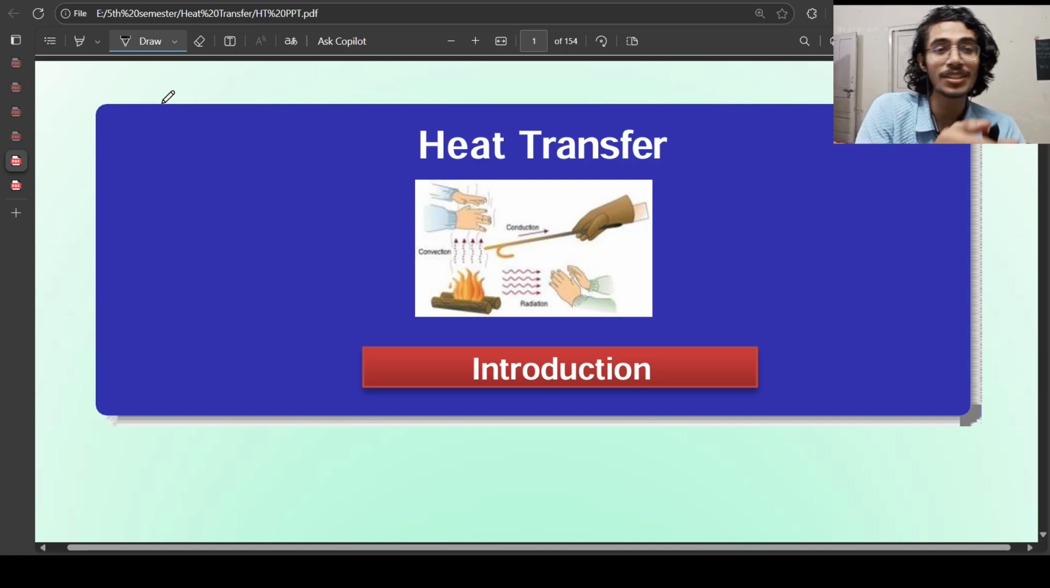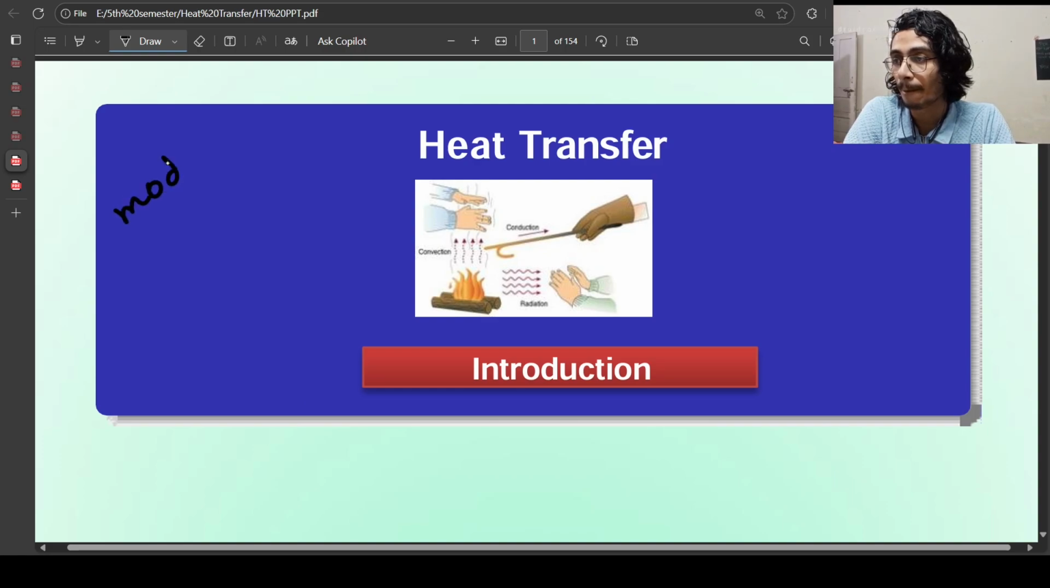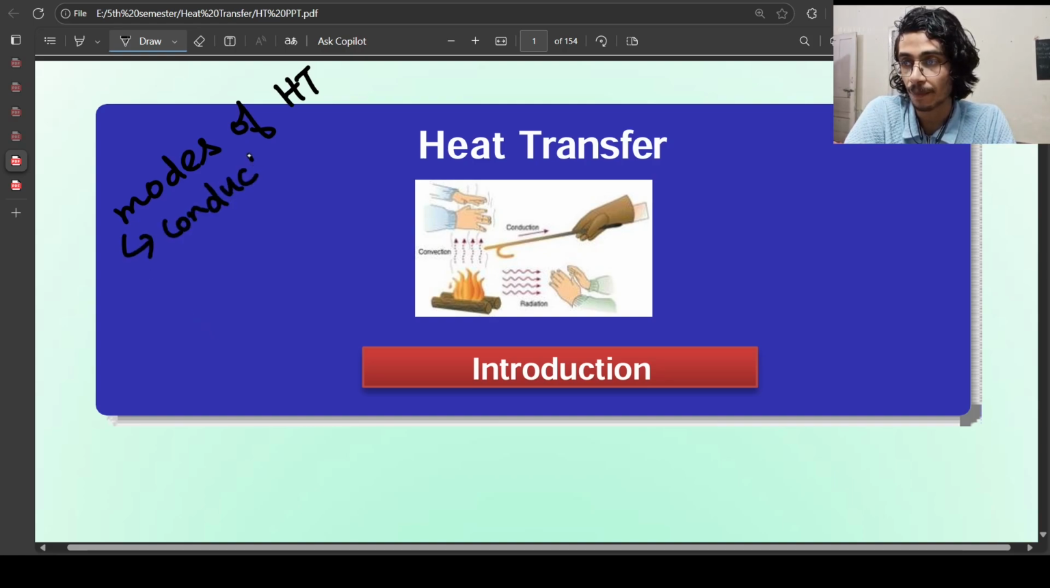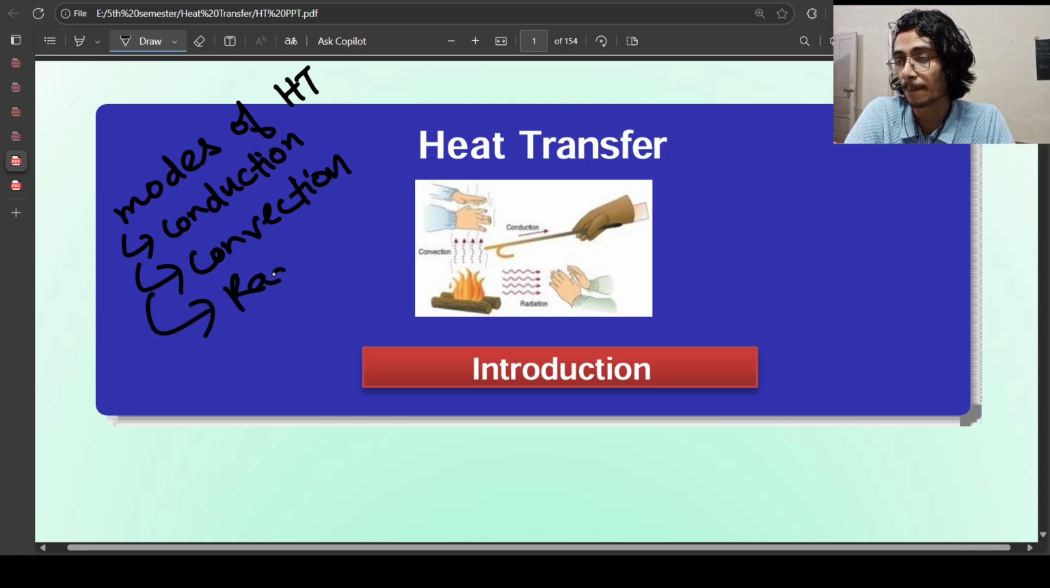Okay, so there are basically three modes of heat transfer. Let me write it down here. Modes of HT, that means modes of heat transfer. You will find three modes of heat transfer. One is conduction, then convection, and the third one is radiation.